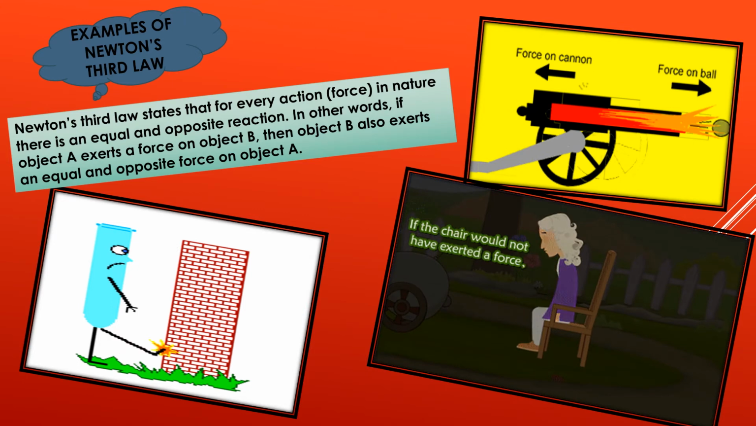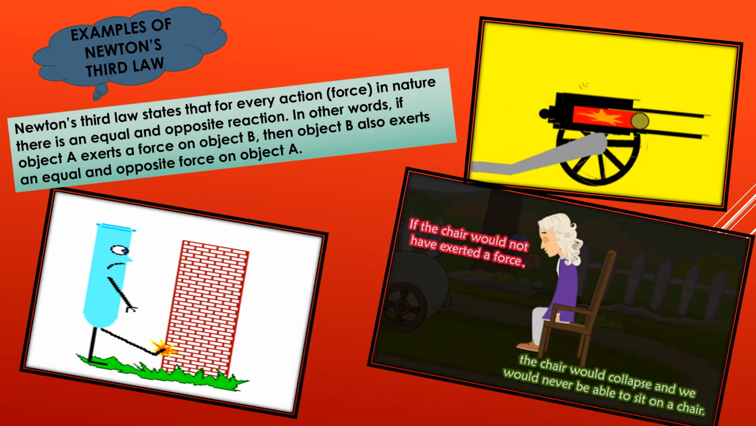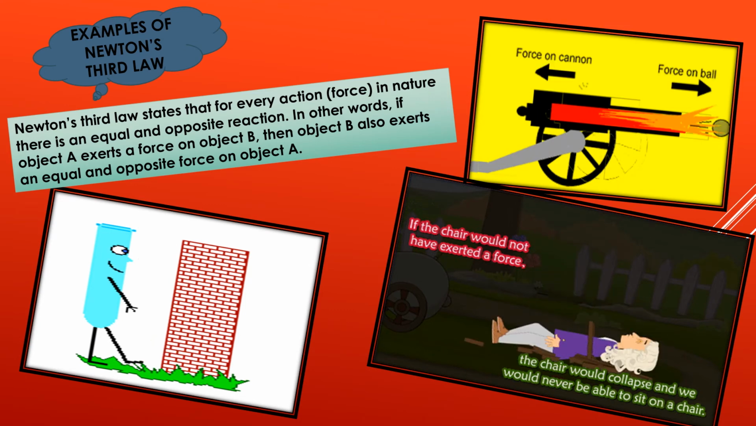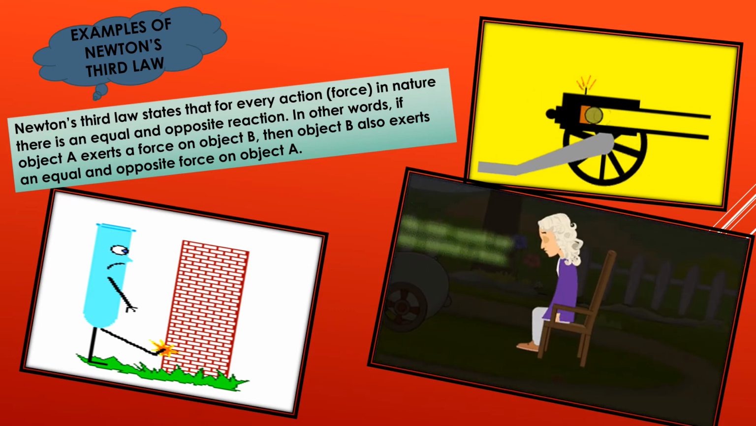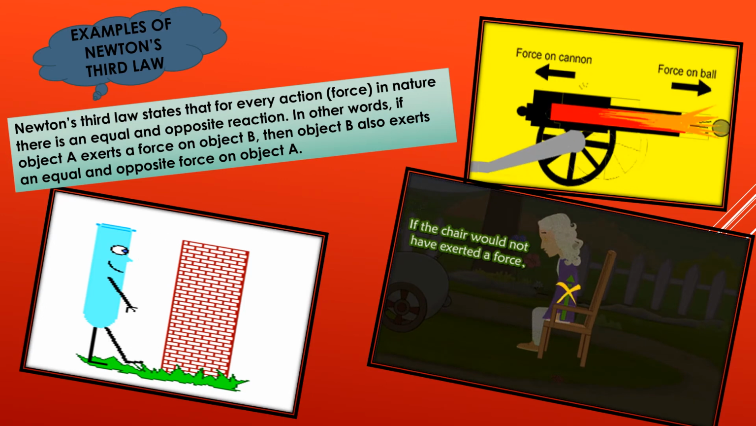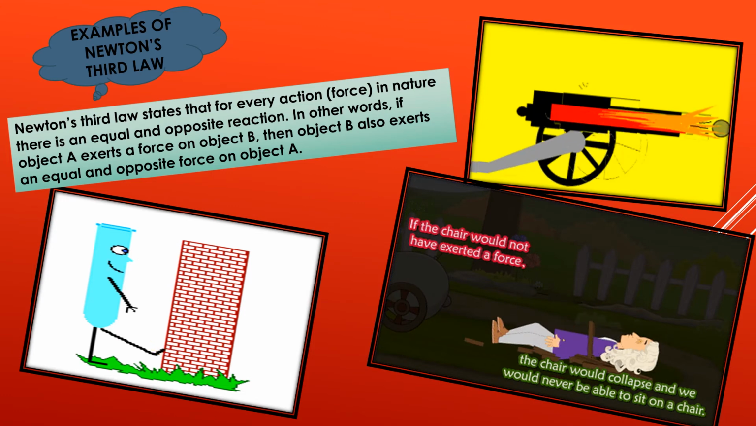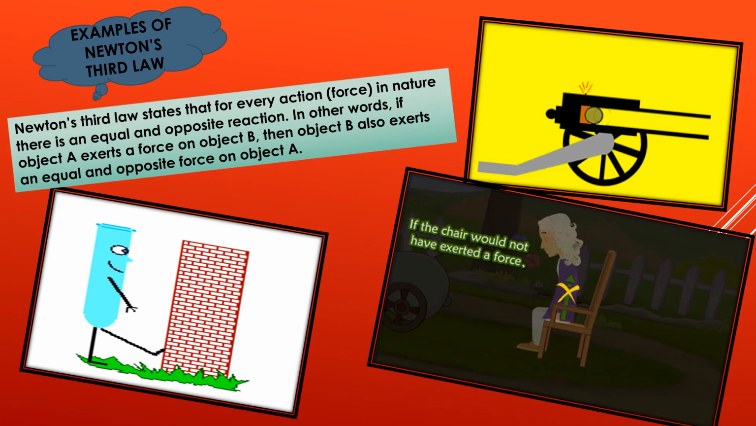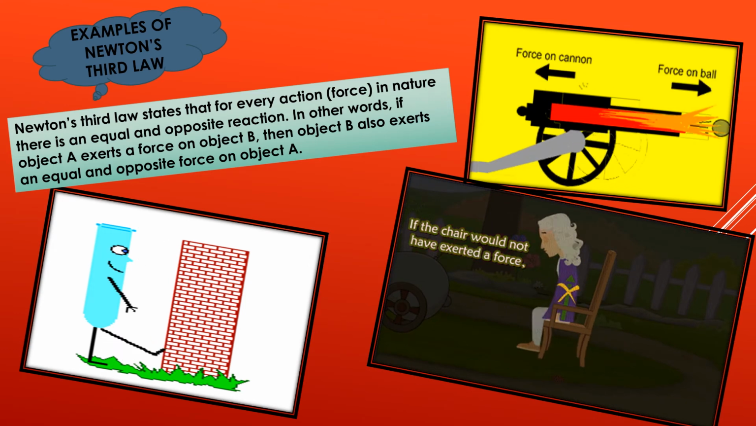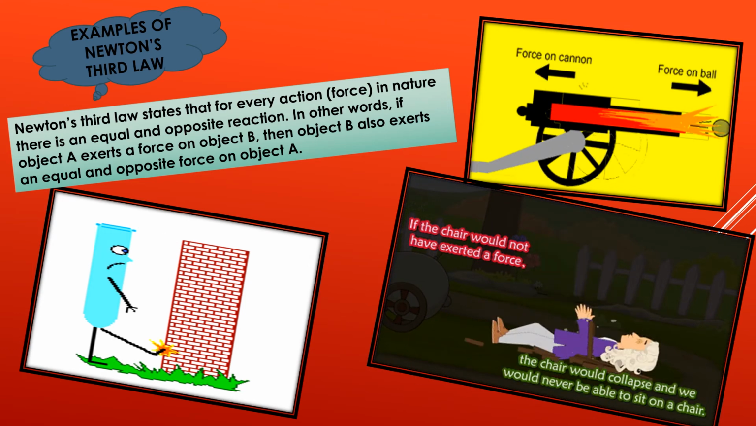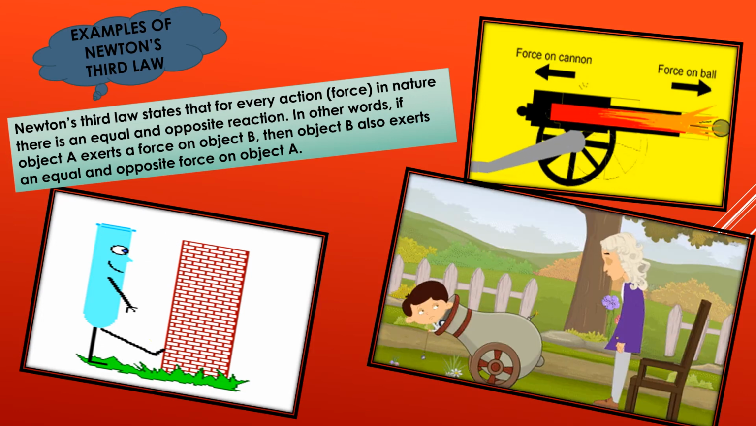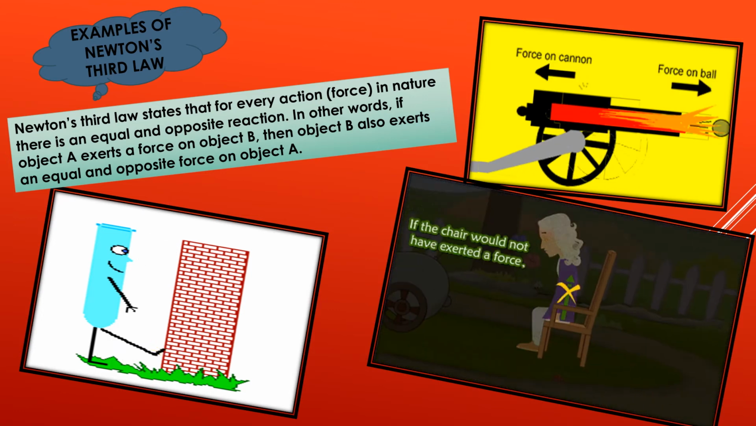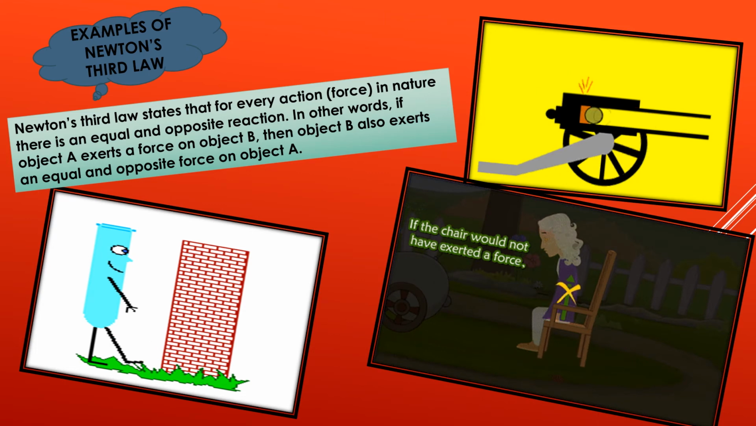Now in this slide, I am going to discuss the examples of Newton's third law. Newton's third law states that for every action or force in nature, there is an equal and opposite reaction. In other words, if object A exerts a force on object B, then object B also exerts an equal and opposite force on object A. So we can say here that action and reaction forces are equal but opposite in direction.